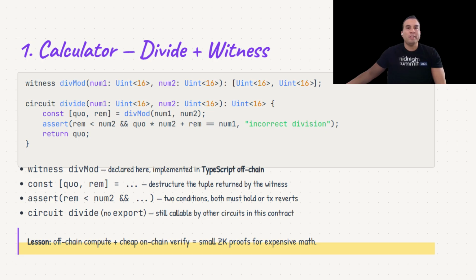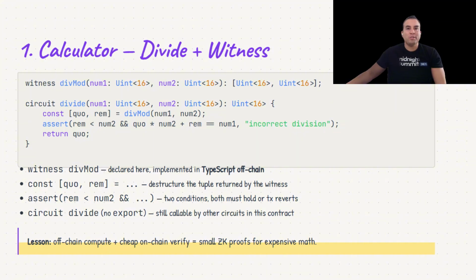Now look at the divide circuit. Your local code does the math. In our example, quotient 5, remainder 2. The circuit grabs both values. Then comes the bouncer line, assert, which checks 2 things. The remainder has to be smaller than the divisor, and quotient times divisor plus remainder has to equal the original number.